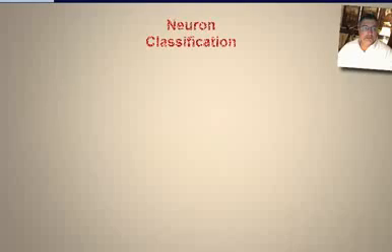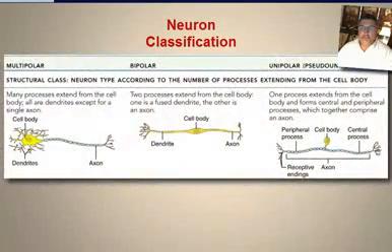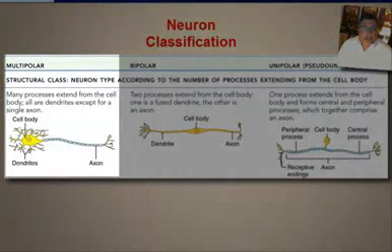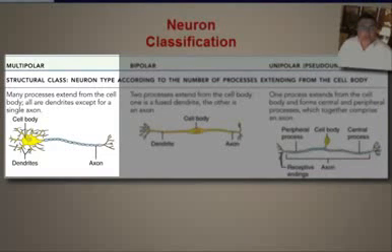Finally, neuron classification. There are various ways to classify neurons, but one of the ways is structurally. Structurally, they can be multipolar. In a multipolar neuron, we would find numerous dendrites and one axon. In some instances, though, in the central nervous system, the axon is not going to be present.